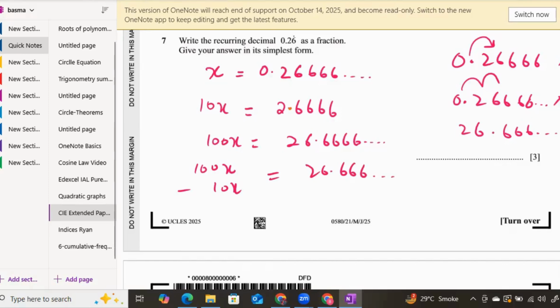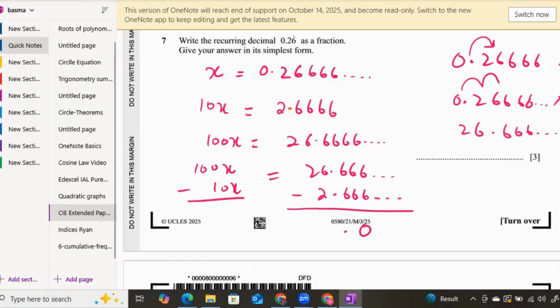26.666... minus 2.666... Why do we do that? Why do we make the decimal part the same? So that when you subtract those things, you get 0 as the decimal part. Okay. 0.666, 0.666, they go away and you get 0.